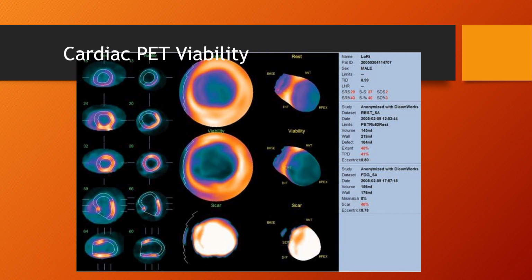And this is another example of viability. You do get some of the viability. It almost looks like the bullseye map, but it's telling you the percentage of viability by comparing the rest to the FDG study. It's showing you on this one, the patient has 40% that is actual scarring, and it shows you the extent of that as well.